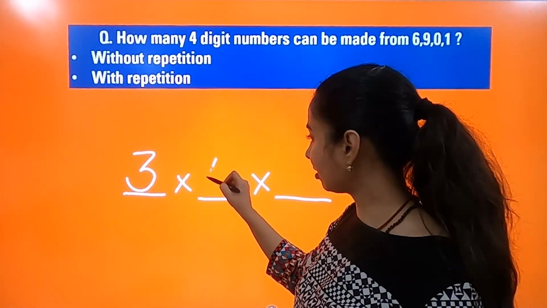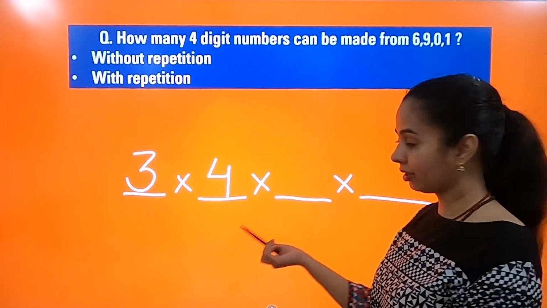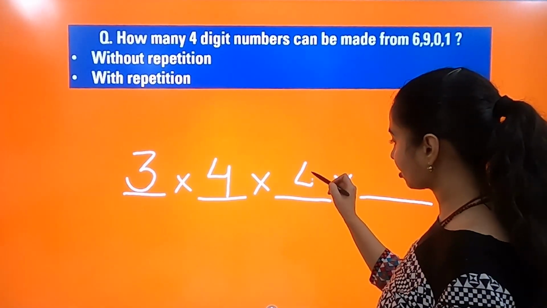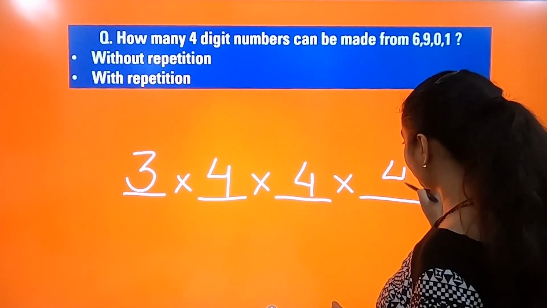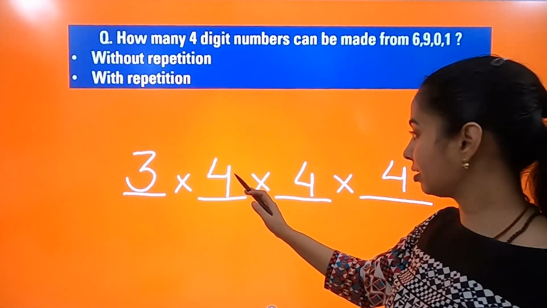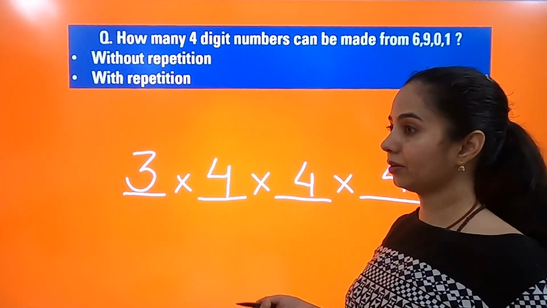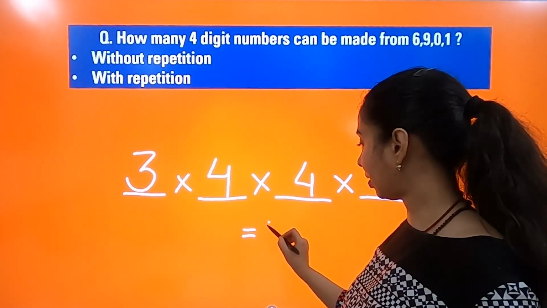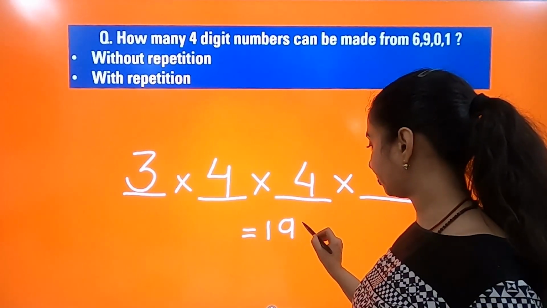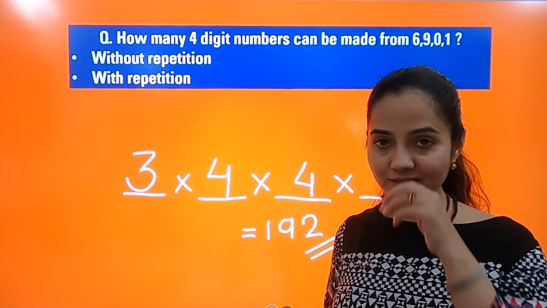So the options are 4, because this time I can use 0 here. Here also the options are 4. Here also the options are 4. The same logic. So 4 3s are 12, 12 4s are 48, 48 into 4 will be equal to 192. So this is the answer, right?